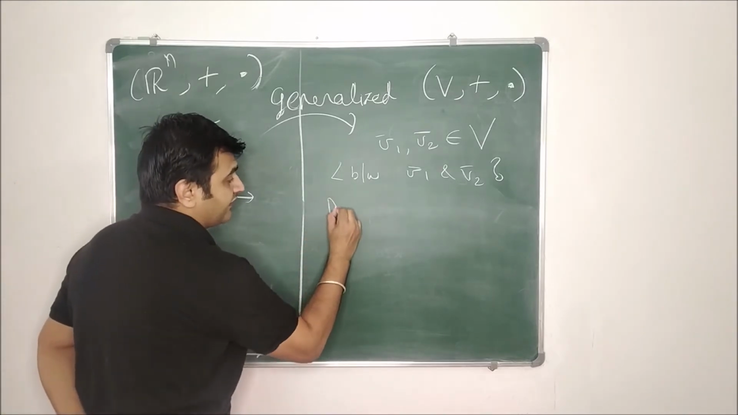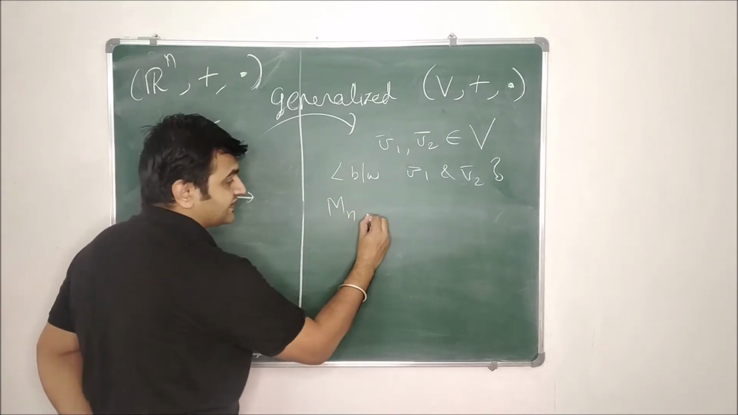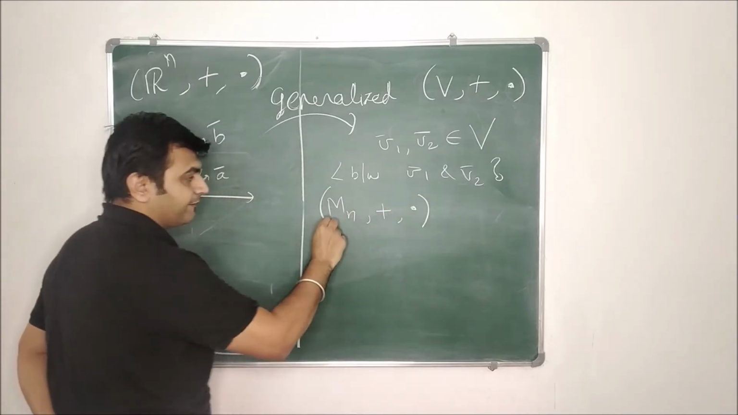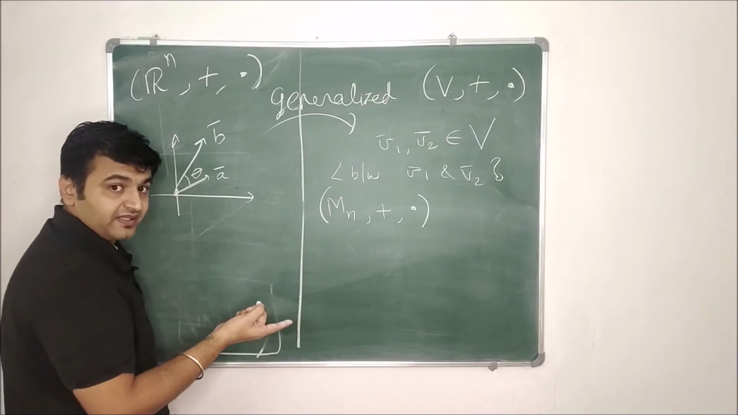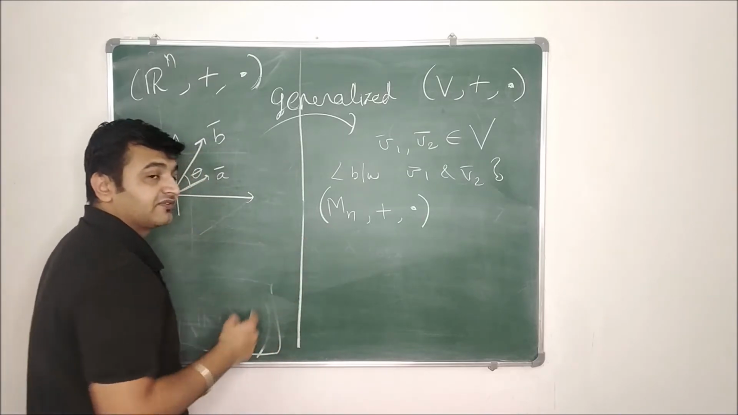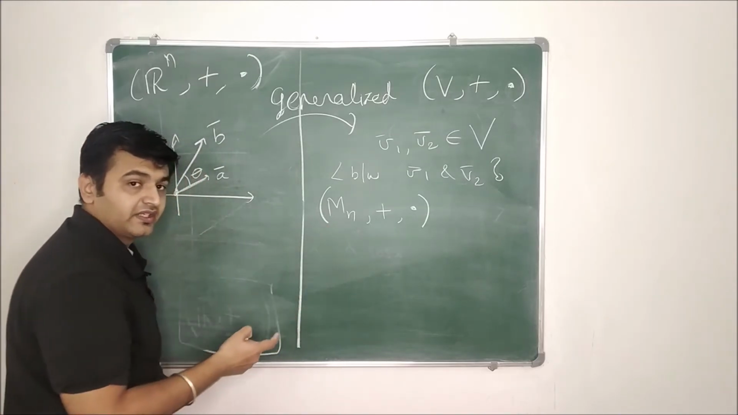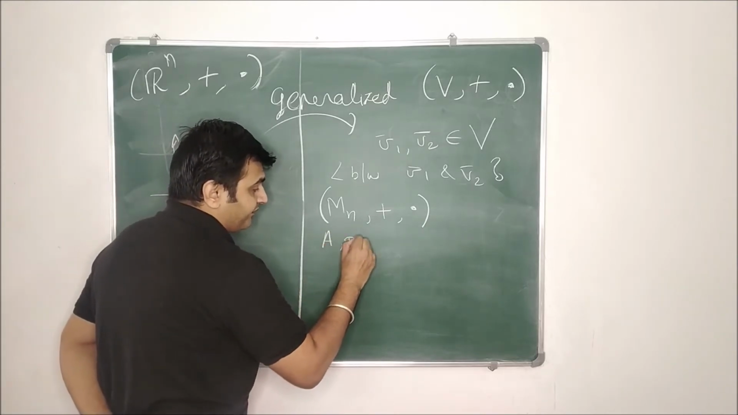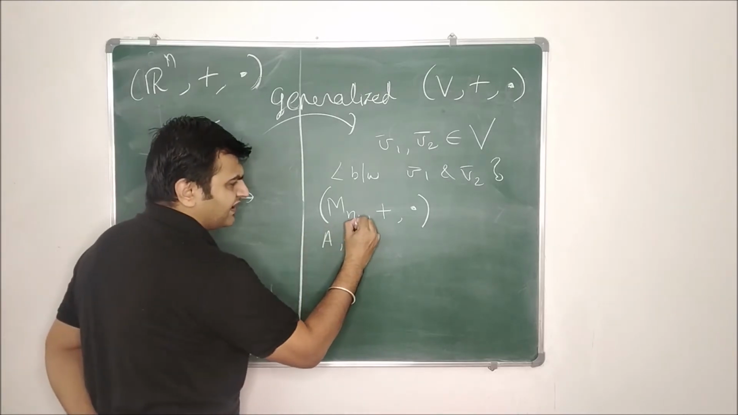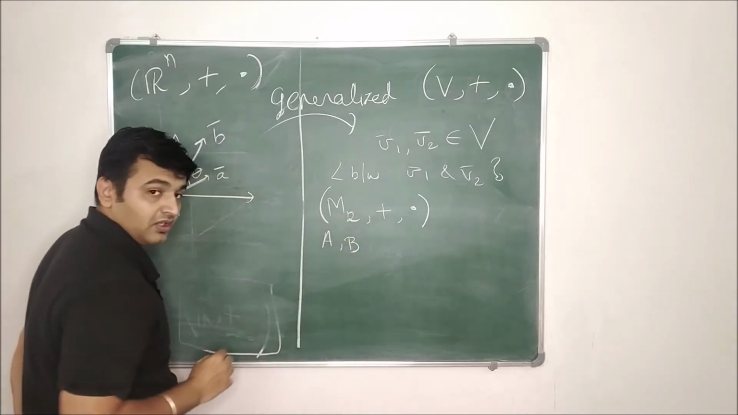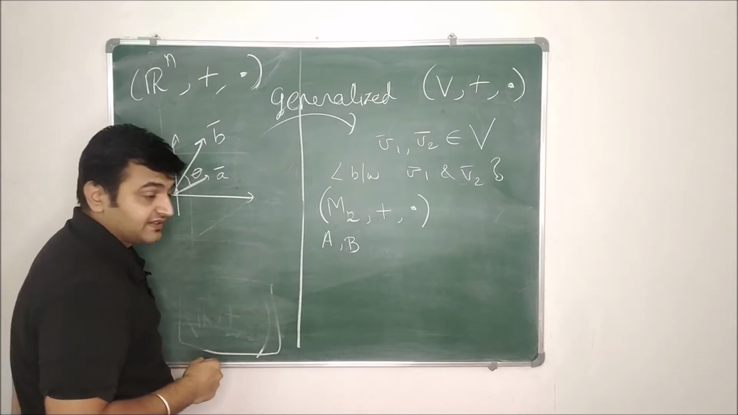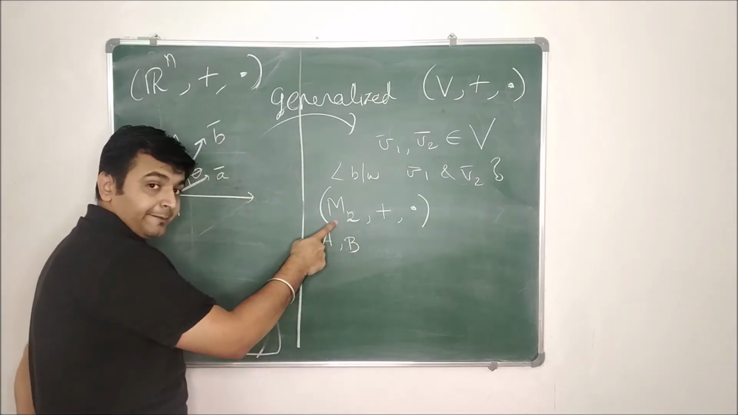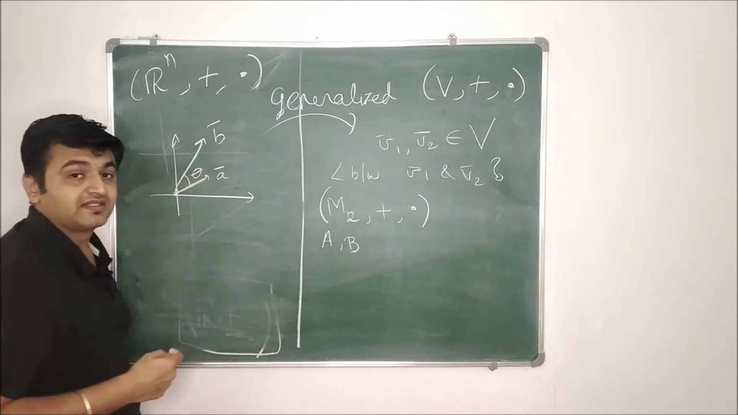Now we know that if I take all n cross n matrices, I can do addition of matrices and I can do scalar multiplication. We already know that this forms a vector space. So if I take any two vectors from this space, what are the vectors over here? They are nothing but the n cross n matrices. So if I take A and B from this space, let me take, for simplicity, 2 cross 2 matrices. So now the question is legitimate: if I take two vectors from this set, what is the angle between two matrices?